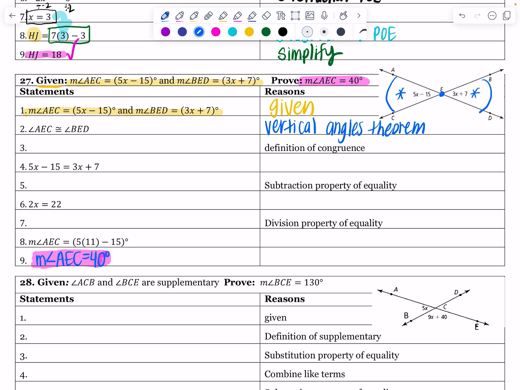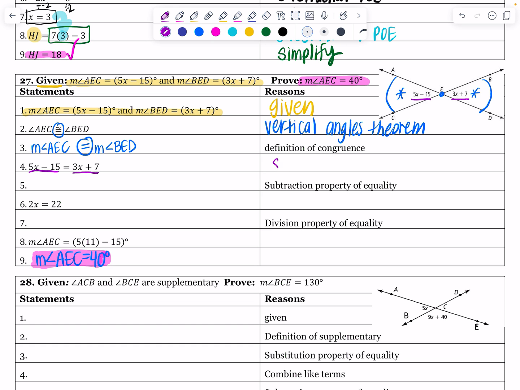Okay? So if they are congruent, what do we know about their measures? By the definition of congruence, because of this symbol, I get to change that to an equal symbol, and I know that the measure of angle AEC is going to be equal to the measure of angle BED. Why does that matter? Because now that I have that equal sign on there, I can substitute the expressions that were given in the diagram. AEC is 5x minus 15, so I plugged that in. And then BED is 3x plus 7, so I plugged that in.